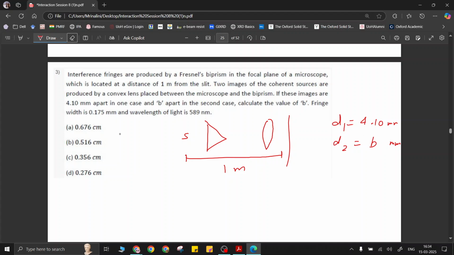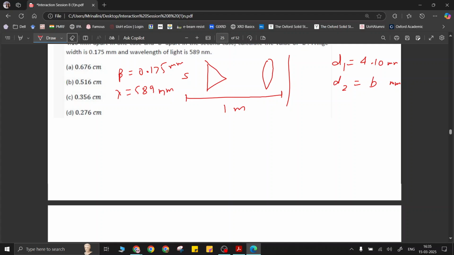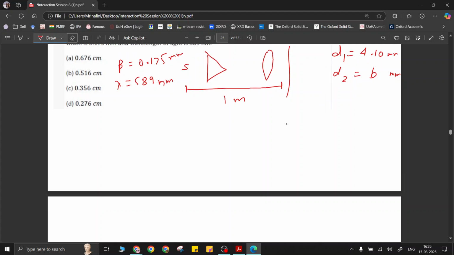Fringe width is 0.175 millimeter and wavelength is 589 nanometer. Now we have just seen, when we know d1, d2 like this, then we can find out d, which is the square root of the product of d1, d2. That means d here, because we will use the formula for finding the fringe width.